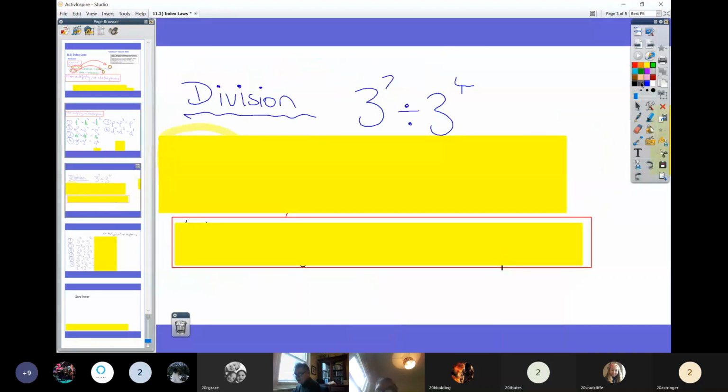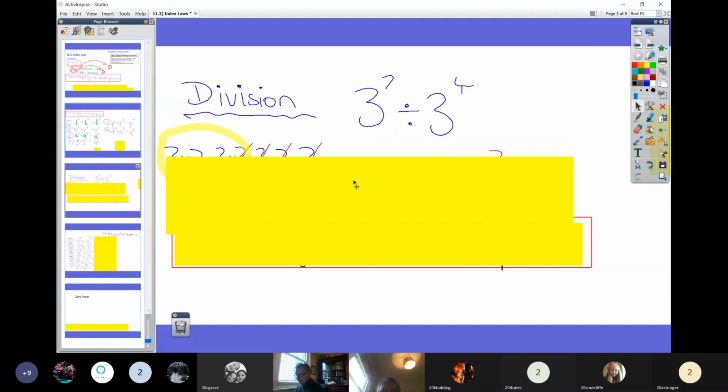Now, what about when we are dividing? Is there a law we can use here? So when we were multiplying, we were adding the powers, so we're going to have to think of the difference. What does 3 to the power of 7 mean? It means 3 times 3 times 3 times 3 times 3 times 3 times 3. And then we're dividing by 3 to the power of 4.